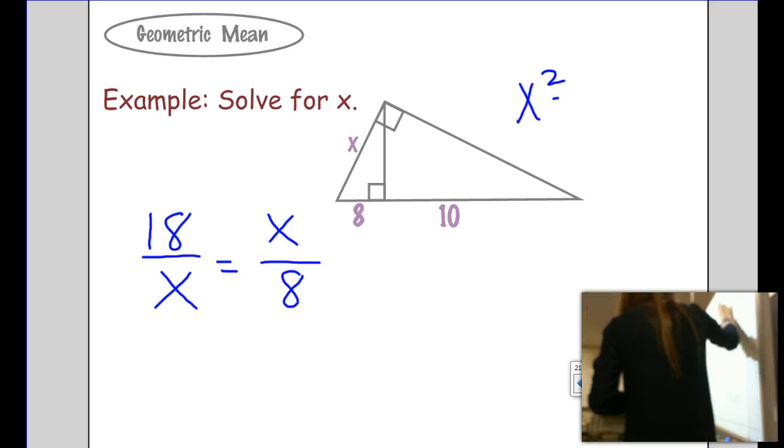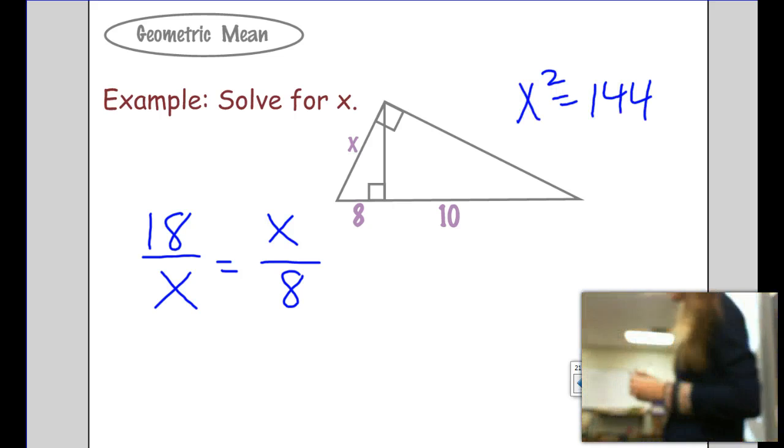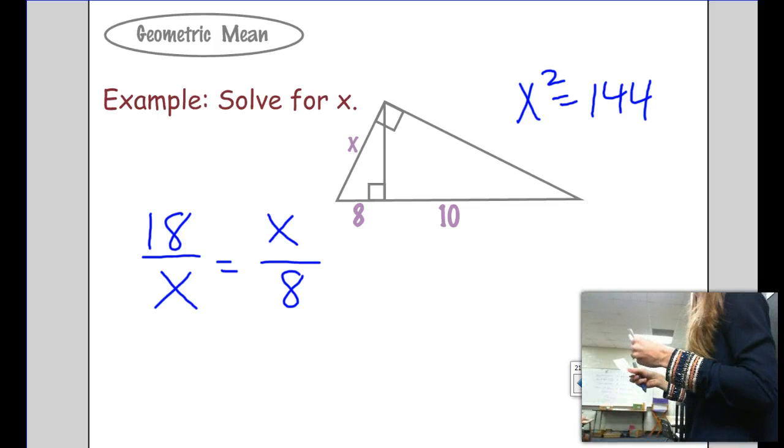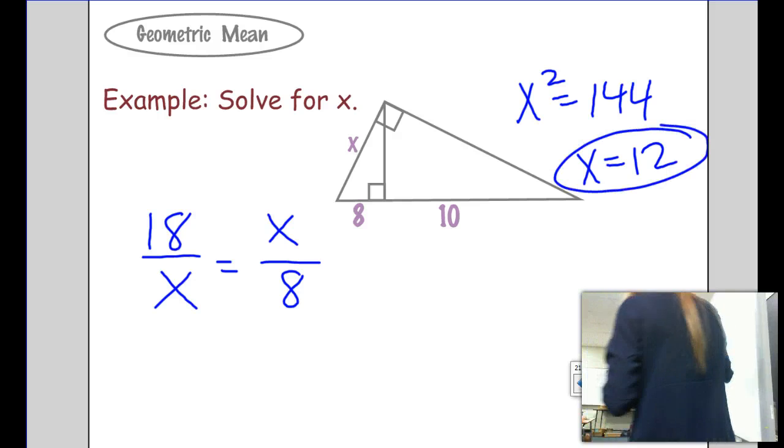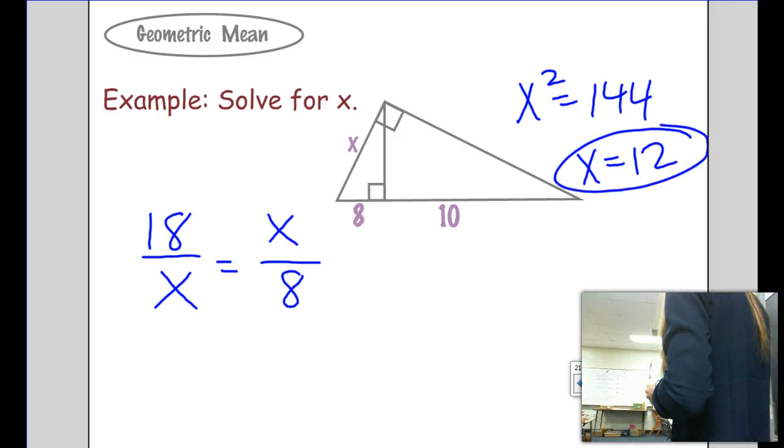Okay, x squared equals 144. Yay, a perfect square. Square root of 144, anybody? 12. Nice, pretty answer.